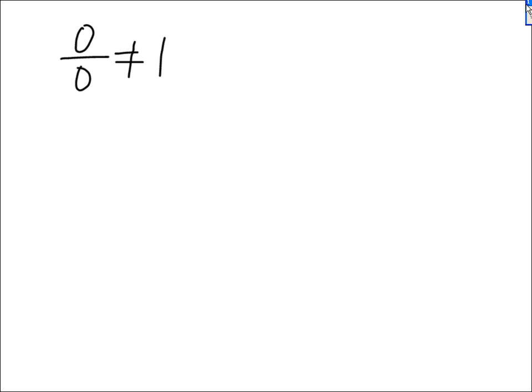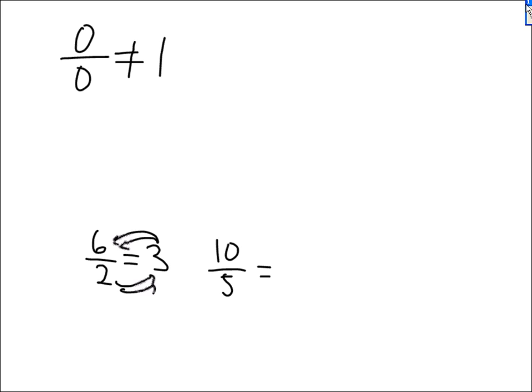Remember, for example, 6 over 2 is 3. And you can justify that by saying, well, 2 times 3 is 6, and then you say, oh yeah, 6 divided by 2 is 3. You can't argue with this logic. 10 divided by 5: if you don't know what that is, you can ask yourself, 5 times what equals 10? 5 times 2 equals 10. 10 divided by 5 is 2.